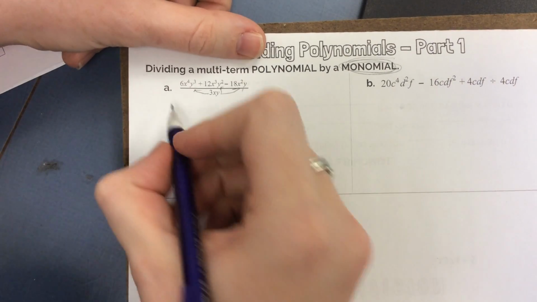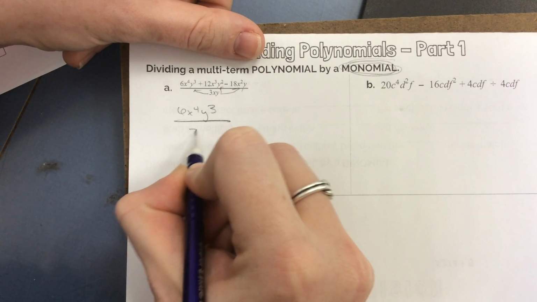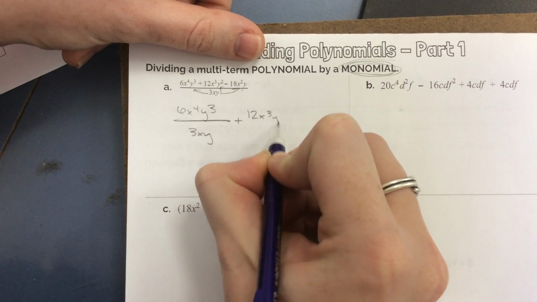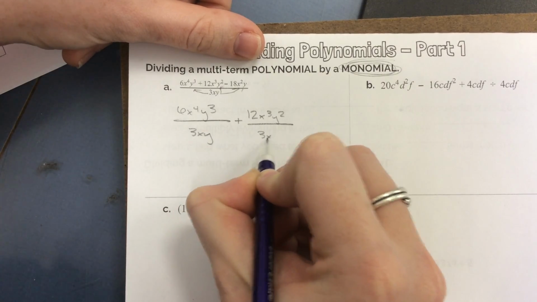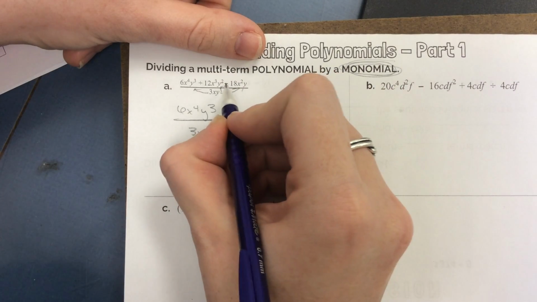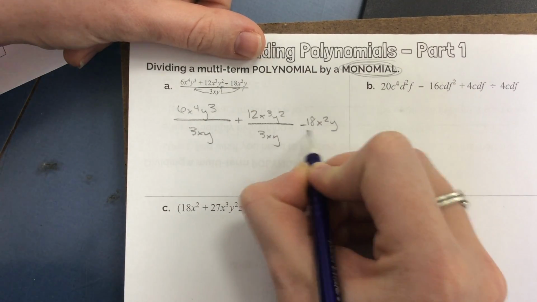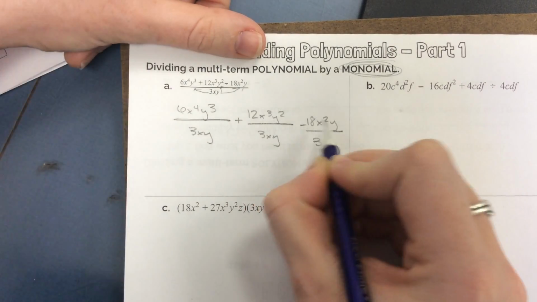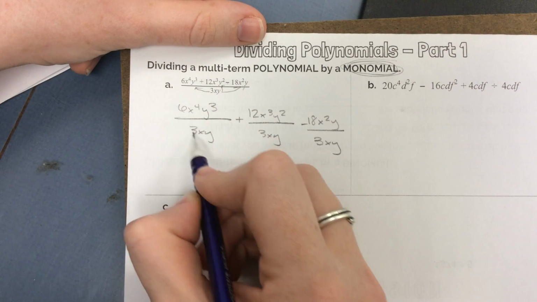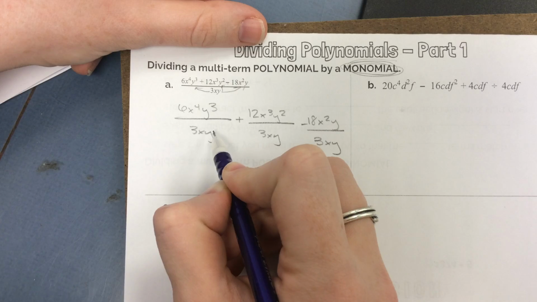in the denominator. So we're going to do 6x to the fourth y cubed divided by 3xy. Then we're going to plus 12x cubed y squared divided by 3xy. So I'm taking this term and this term, dividing them both. And then I'm going to subtract 18x squared y divided by 3xy. And then you're going to use your knowledge of how you divide monomials. When you look at their coefficients, you divide the coefficients, and then the trick here is to subtract the exponents.